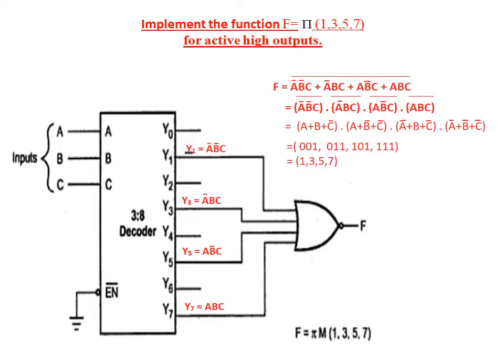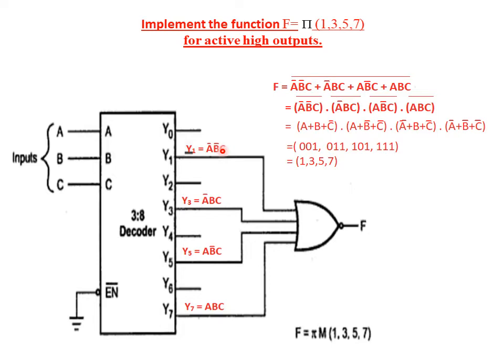Implement the following function for active high output conditions. So here we are using a 3:8 decoder. The three inputs are A, B, C and the 8 outputs are Y0 to Y7. At each output we are obtaining the min terms. So in our question, 1, 3, 5, 7 is the output and we are going to implement the POS expression here.